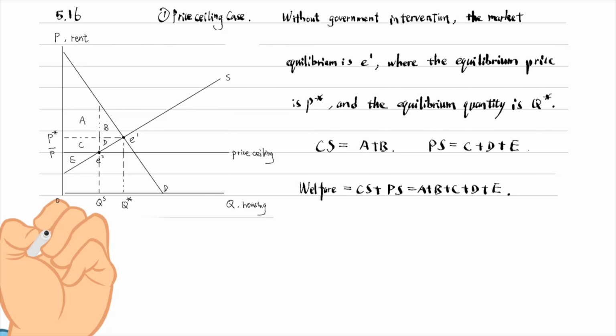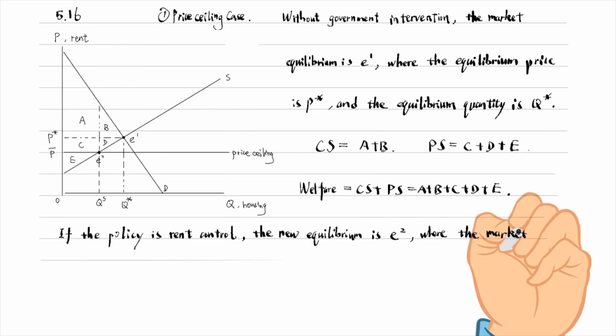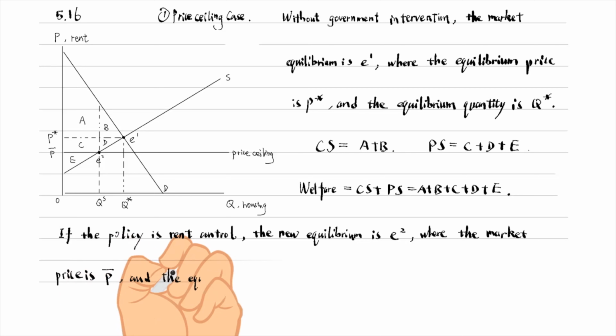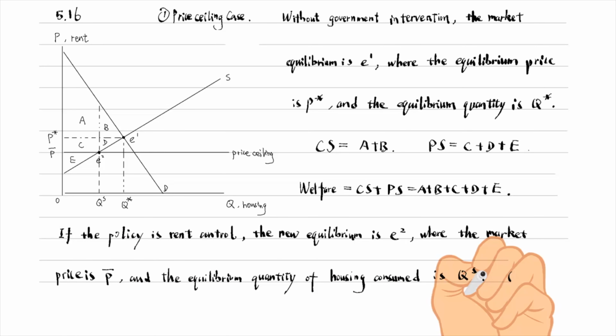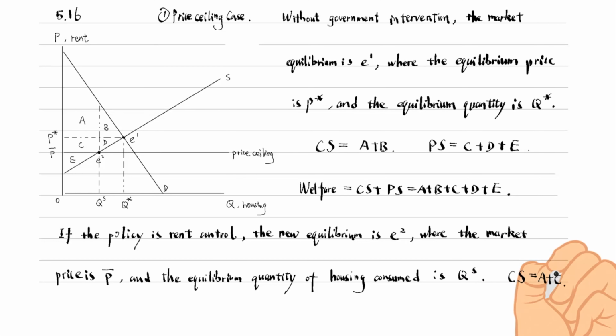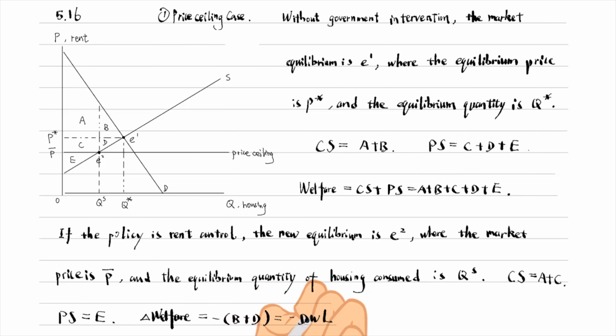If the policy is rent control, the new equilibrium is E2, where the market price is P bar, and the quantity of housing consumed is QS. The consumer surplus is A plus C. The producer surplus is E. The reduction in welfare is the triangle area of B plus D, which is the deadweight loss to society.